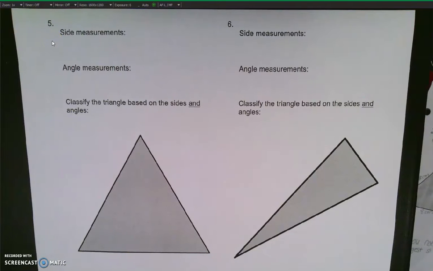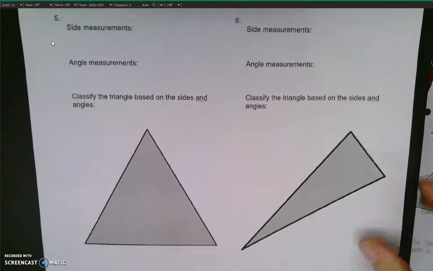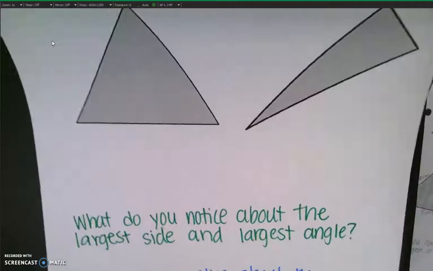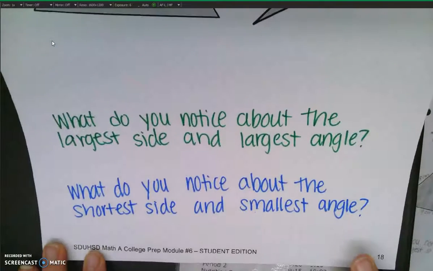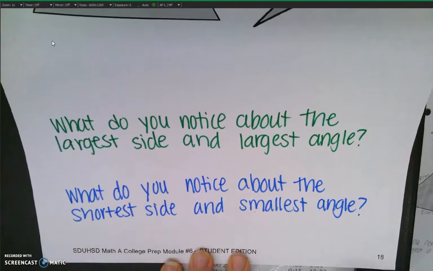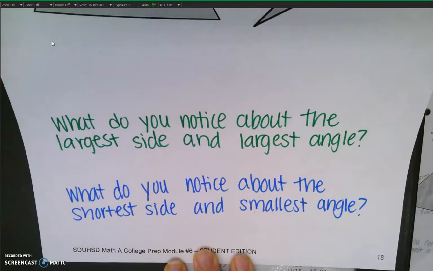Please pause the video for 5 minutes to finish 5 and 6. And then I also want you to think about in your groups, what do you notice about the largest side and largest angle in your triangle? And what do you notice about the smallest side and smallest angle? So please pause the video and we'll go over our answers on video 2. Thank you for pausing the video and starting the next video in 5 minutes.